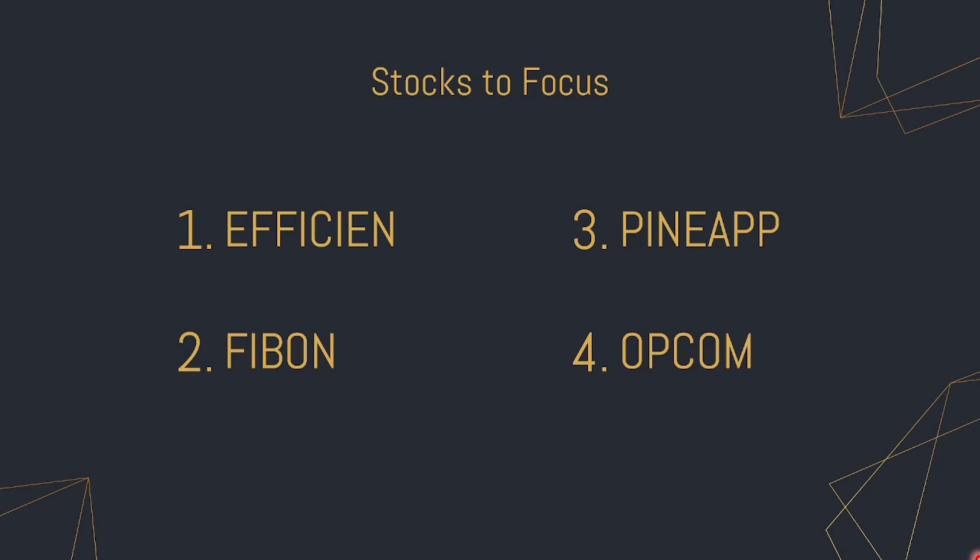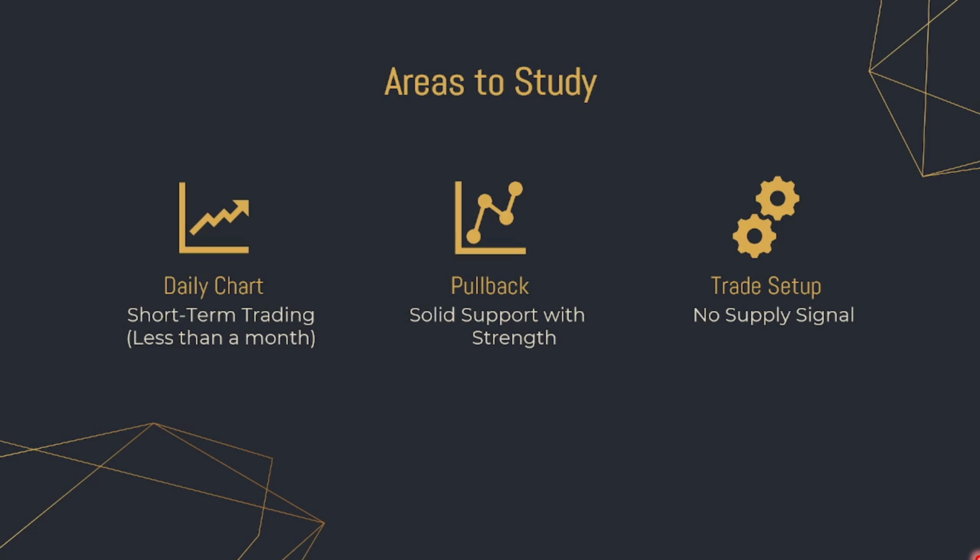Now these are the stocks that we're going to focus on in this short video: Efficien, Fibon, Pineapp, and Opcom. Of course, for members later on I will share a few more stocks as well, because in this video I just want to keep it short. Mostly the stocks that I will share come with NS, and the support is still pretty good. I will share in the members group later on.